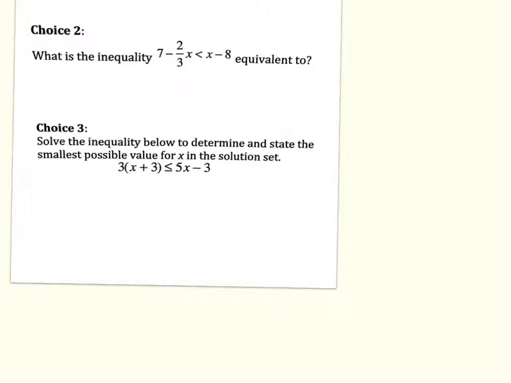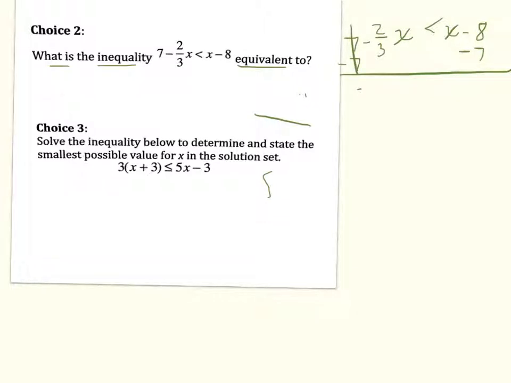Okay, so let's take a look now at choice 2. It says, what is the inequality equivalent to? Again, they're asking me to do the work. So I'm just going to write it out over here. 7 minus 2 over 3x is less than x minus 8. I want to get rid of my 7. I'm going to subtract that from both sides. Crosses out over here. That leaves me with a negative 2/3 x less than x minus 15.